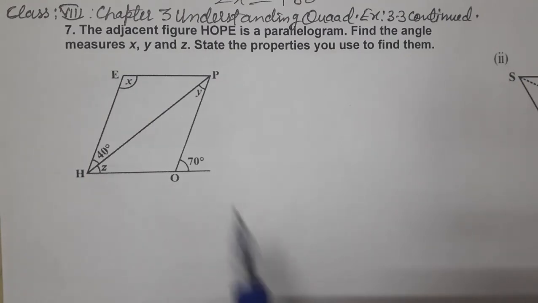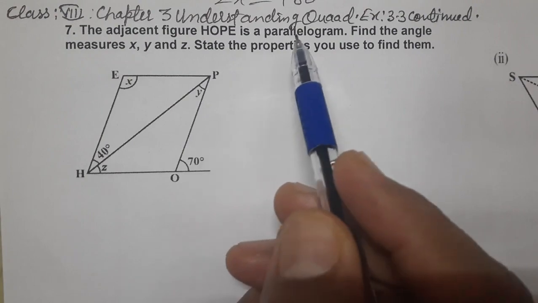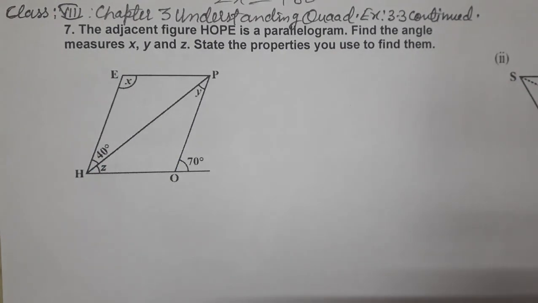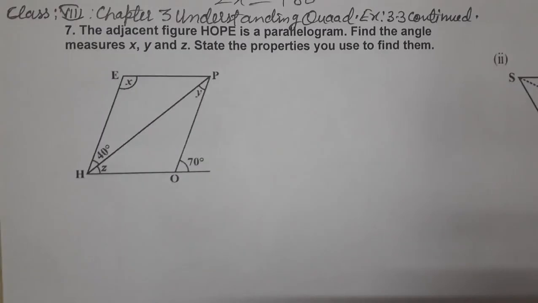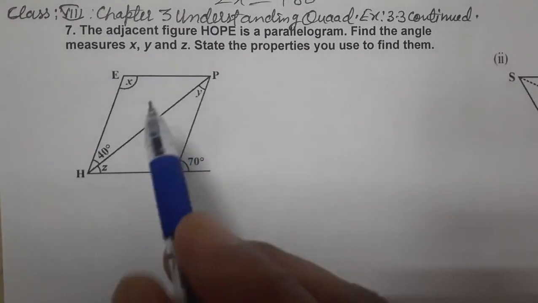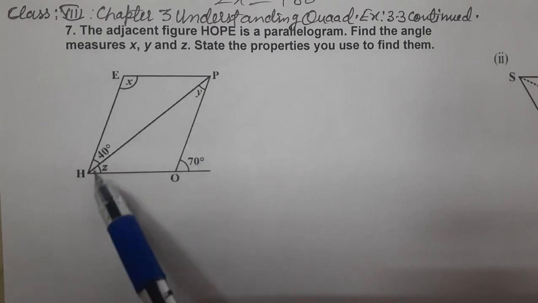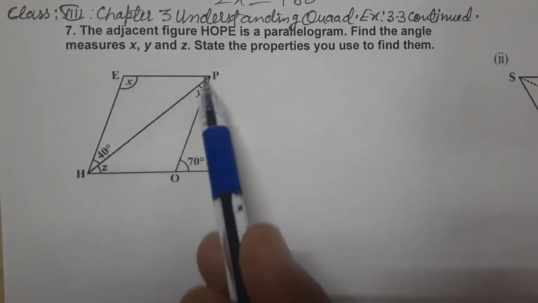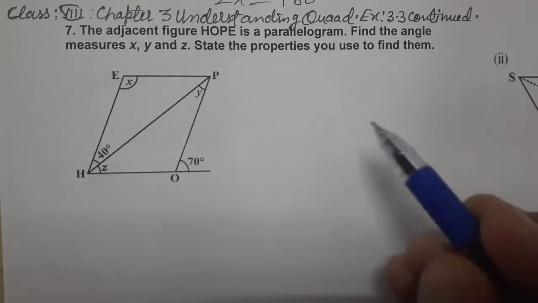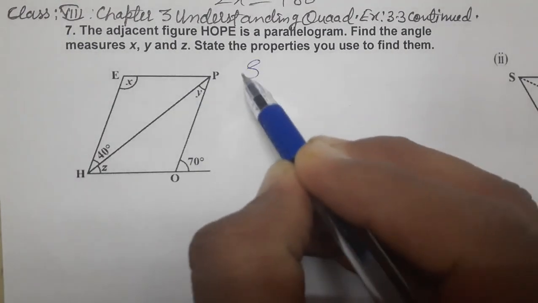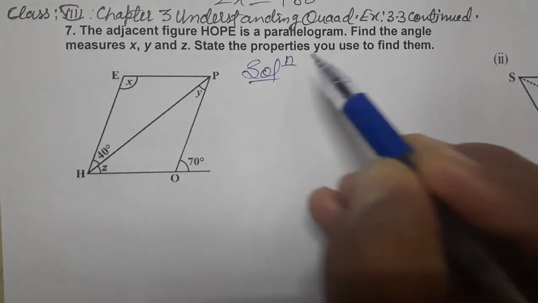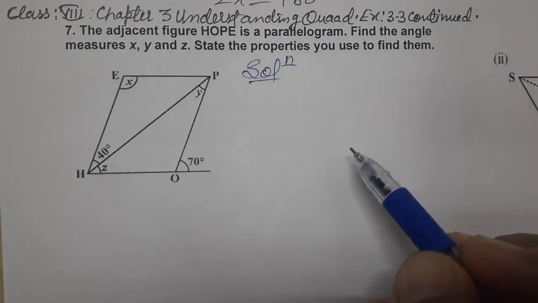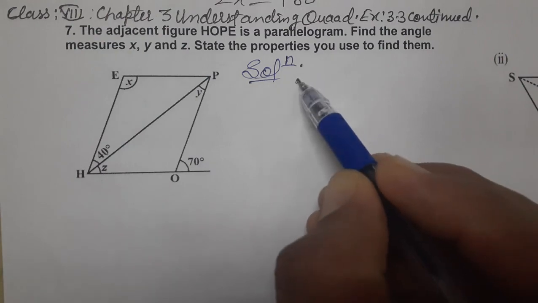The adjacent figure HOPE is a parallelogram. This is given to us, a parallelogram. Then find the angles X, Y and Z. We have to find out the three angles. Now children, you have studied in class 7 all types of angles, alternate interior angles, corresponding angles. So we will take the help of these angles also.